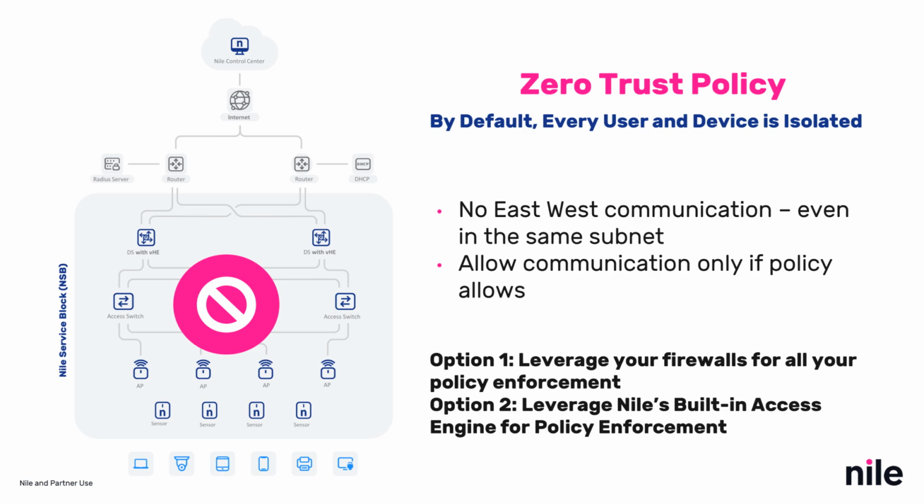Organizations can enforce this in 2 ways. Option 1, use your existing firewalls to enforce policies centrally. Option 2, use Nile's built-in access engine to define and enforce identity and context-based policies locally within the network. Let's explore both options.